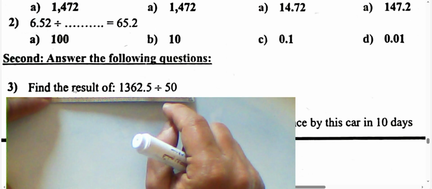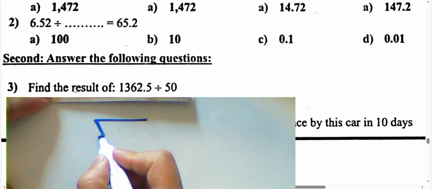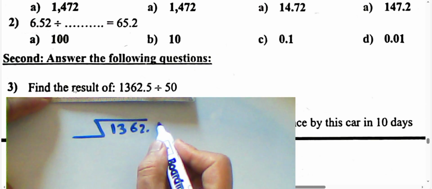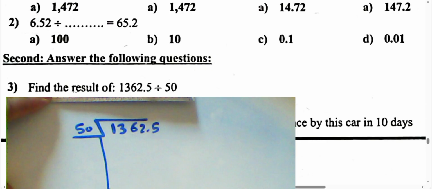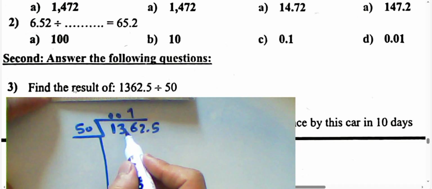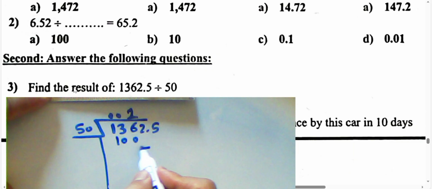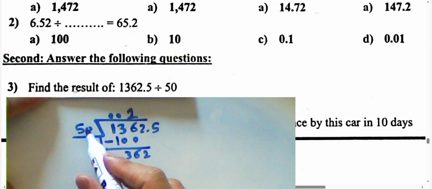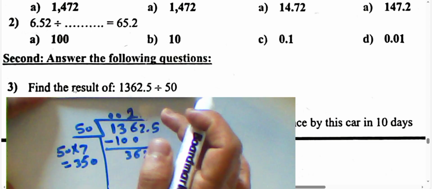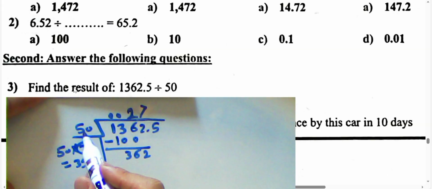Find the result. Number divided by 50. We will use the standard algorithm to find the answer. 1362 and a half divided by 50. First, 136 divided by 50, it will be 2. 2 times 50 is 100. Find the difference and then drop 2. 362 divided by 50, we can multiply by 7. Write 0. 7 times 5 is 35. Write 5 up. 7 times 50 is 350, we use 7.